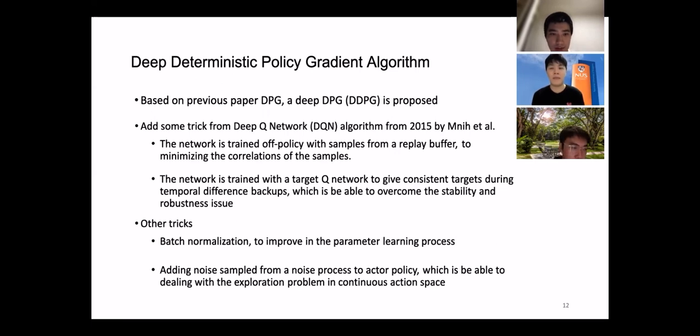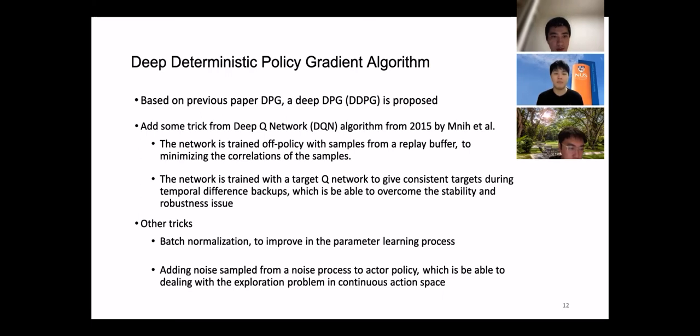Today I'm going to present the paper called Deep Deterministic Policy Gradient Algorithms. This paper was based on the previous paper, DPG. A deep version of DPG is proposed. The authors add some very clever tricks to DPG, and those two tricks are adapted from the Deep Q Network algorithm, which is also from 2015.